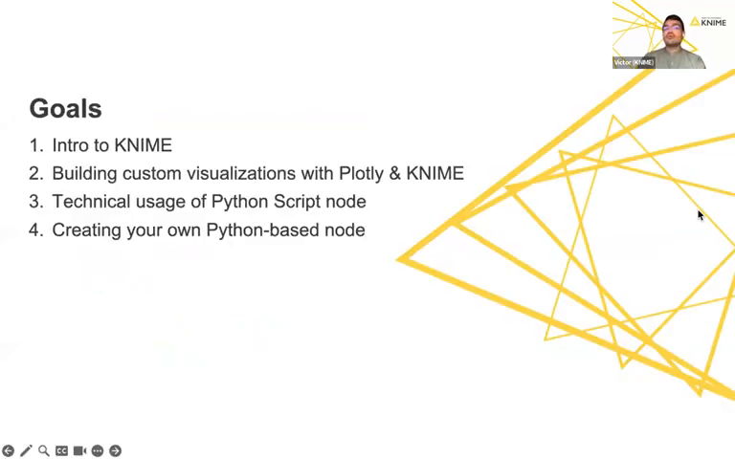All right. So the goals for today will be to give you a brief introduction to KNIME for those of you who are just coming over and wanting to see, what exactly is KNIME. Then we will also talk about building custom visualizations using Plotly and KNIME together, and that will be David talking about that. It will come back to me, and I'll talk a little bit more on technically how we use the Python script node, and I'll give an example using stable matching. Afterwards, I'll show you how to create your own Python base node, which is a brand new item that we have in KNIME.